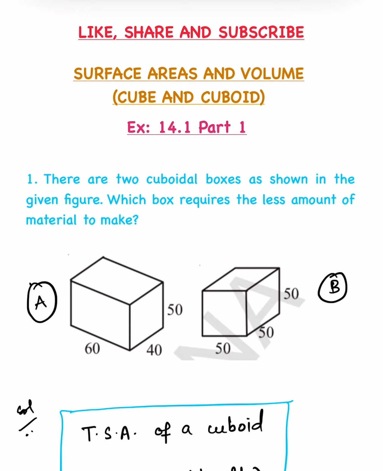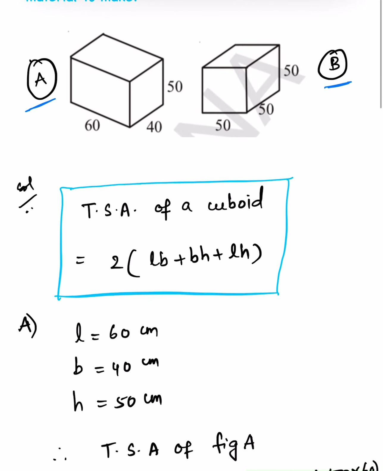So, the first question, there are two cuboidal boxes as shown in the given figure. Which box requires less amount of material to make? That is the question. In figure A, the three dimensions length, breadth and height are given as 60, 40 and 50. In figure B, all the three dimensions are 50. Okay, 50, 50 and 50.